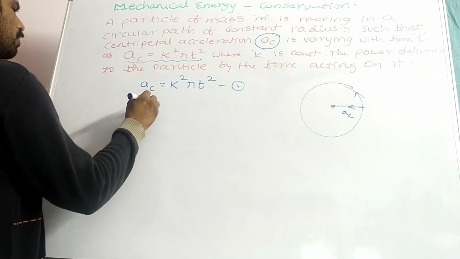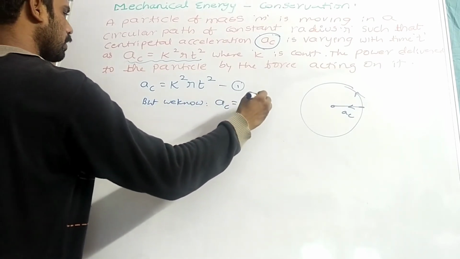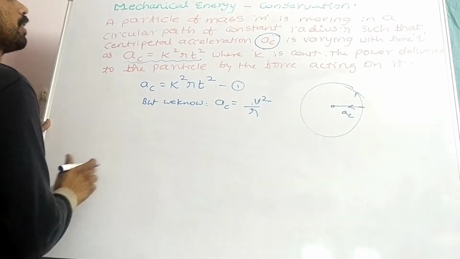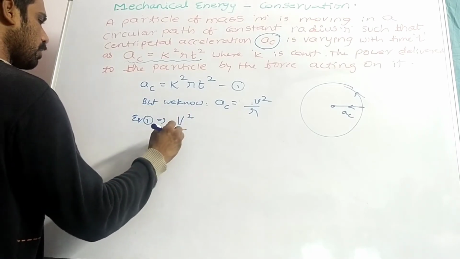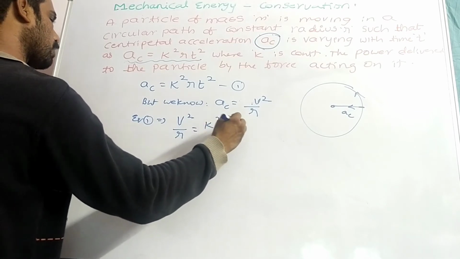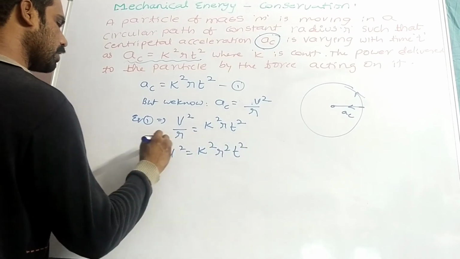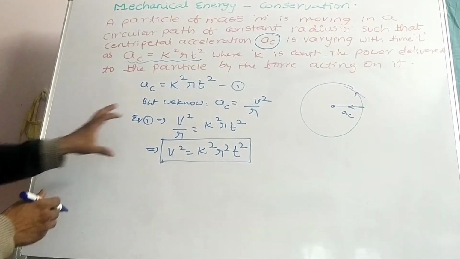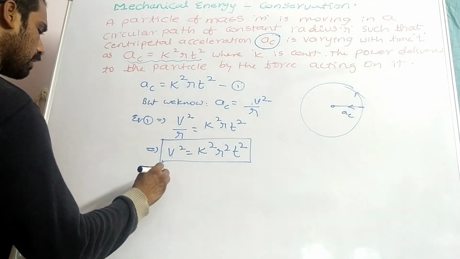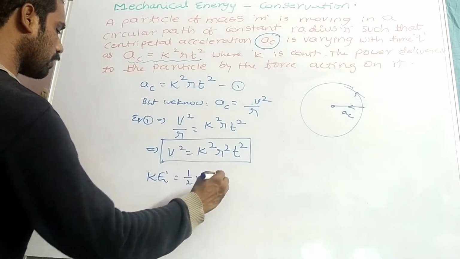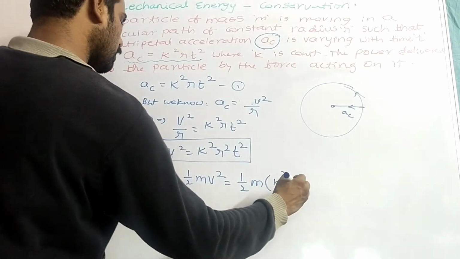But we know the centripetal acceleration expression AC is equal to v square by r. Now equation 1 implies v square by r is equal to k square r t square. That implies v square is equal to k square r square t square. Now we have v square, so using this we can generate the kinetic energy of the particle. Then kinetic energy K is equal to half into m into v square. That can be written as half into m into k square r square t square.